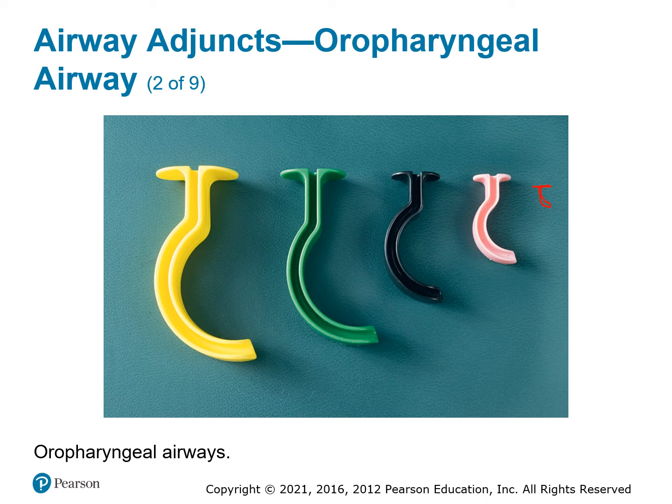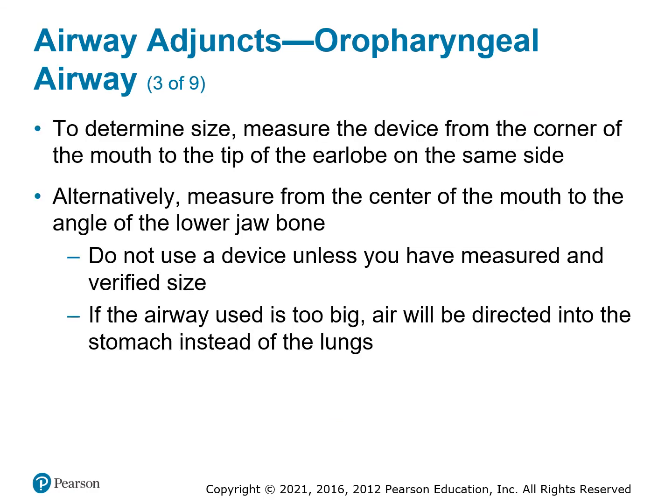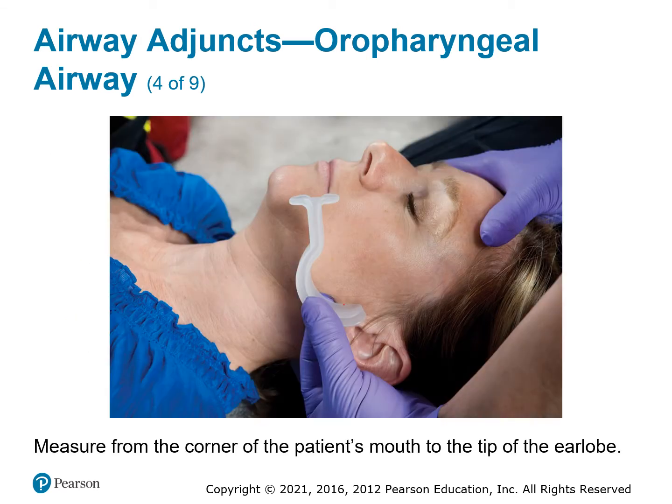And you're going to size these by using the tip of the ear to the center of the corner of the mouth. So I think OPA goes from tip of the ear to the corner of the mouth because that's where it goes, the mouth, and it needs to follow the jawline. Or you can go from center of the mouth to the angle of the jaw and the lower bone. I like to do earlobe to corner of the mouth, because your NPA is also from the earlobe, but to the nose. So earlobe to the corner of the mouth, this is the size that's going to be appropriate.